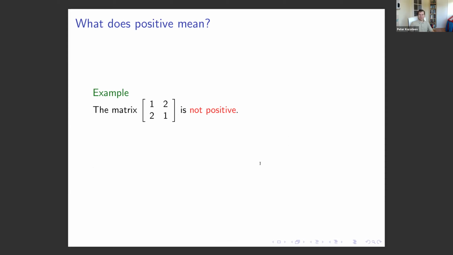Now, if you take 1, 1, 1, 1 instead, then it's not positive, right? You can take this vector here, which is not equal to 0, (1, minus 1), and then evaluate the Gram bilinear form. You take the row multiplied by the Gram matrix multiplied by the column, and it's equal to 0, albeit the vector is not equal to 0. So it is not positive.